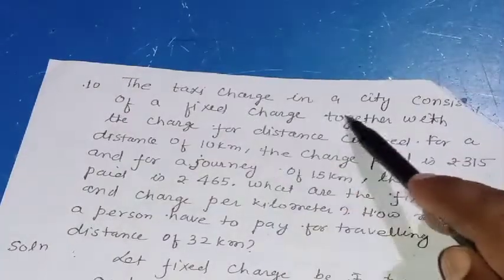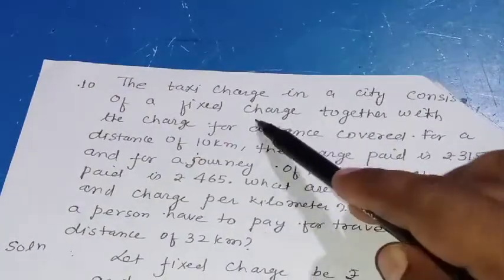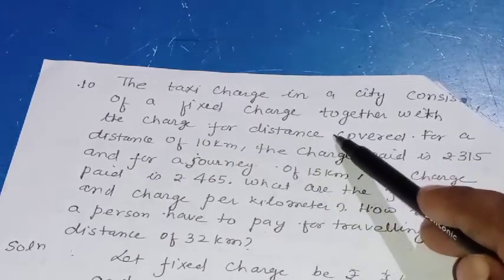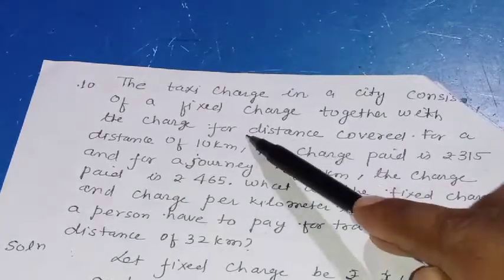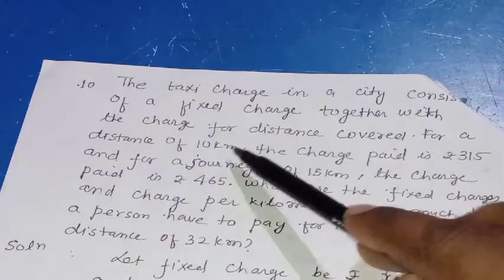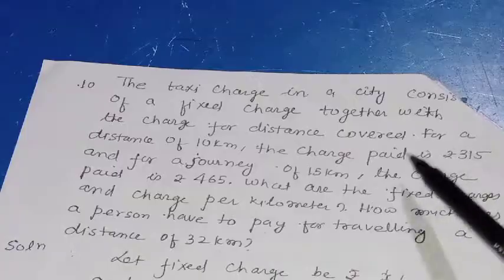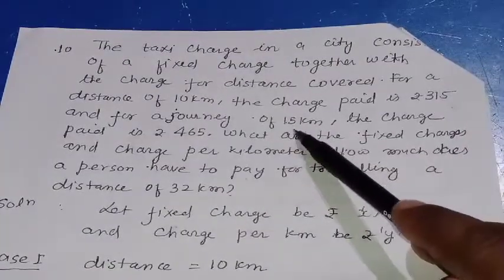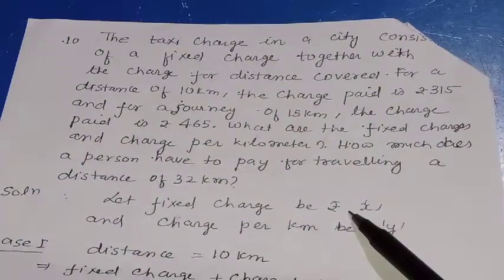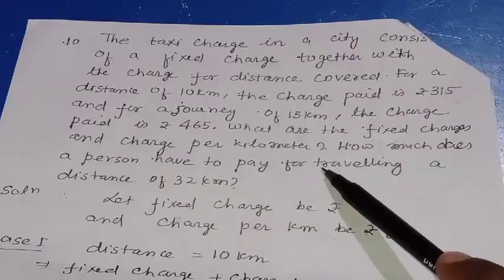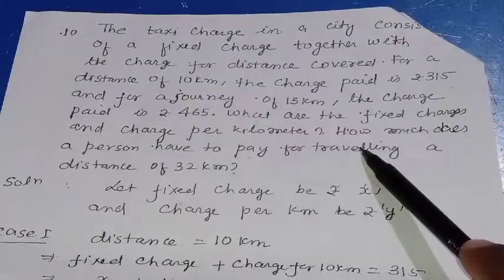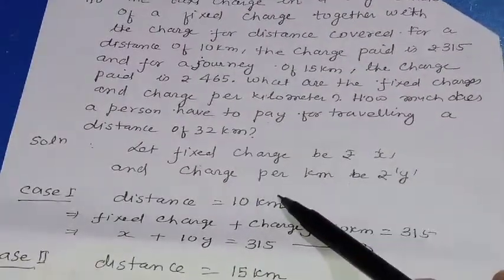One more question where something is fixed and something is variable. It is given that taxi charge in a city consists of a fixed charge, meaning as you sit in a taxi you have to pay a fixed charge, and after that you have to pay per kilometer. So a fixed charge is there and a charge as per distance covered. If a man is traveling 10 kilometer, he has to pay 315 rupees. And by the same car, if a man is traveling 15 kilometer, he is paying 465 rupees. So you have to find out how much the fixed charge is and how much the taxi charge per kilometer is. And later on, one more question is added, that if a man is traveling 32 kilometer, how much is he going to pay.